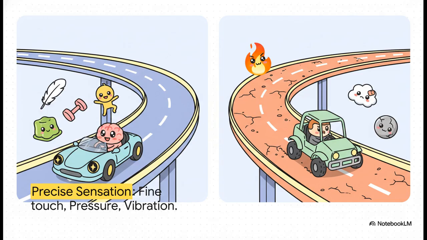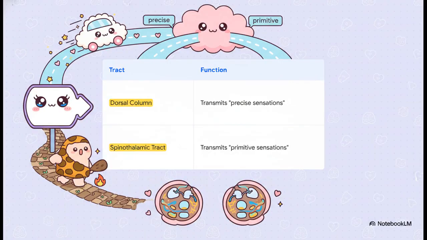Now, not all the traffic is the same. You've got different kinds of cars carrying different kinds of cargo. On one side, you've got precise sensations. This is the high-definition stuff like fine touch, vibration, or proprioception, which is just that sense of knowing where your body parts are without looking. On the other side, you've got the primitive sensations. Think of these as the urgent alerts, pain, temperature, that kind of thing. And these different types of signals actually take different highways to get to the brain.